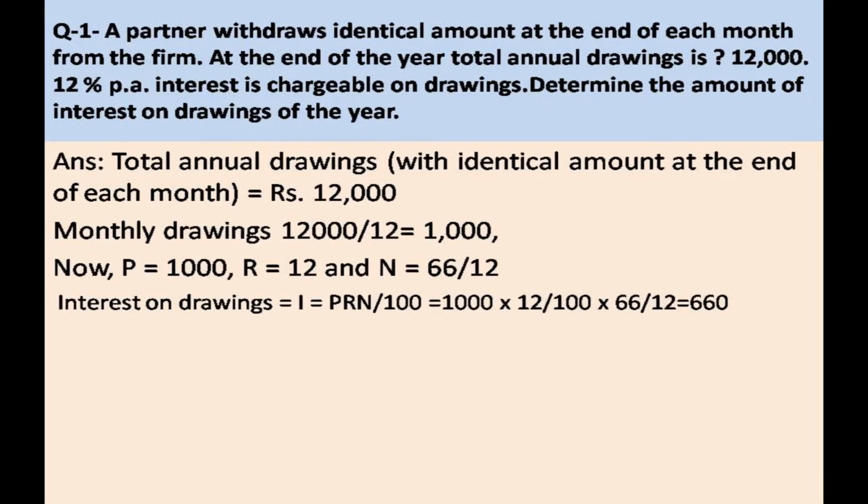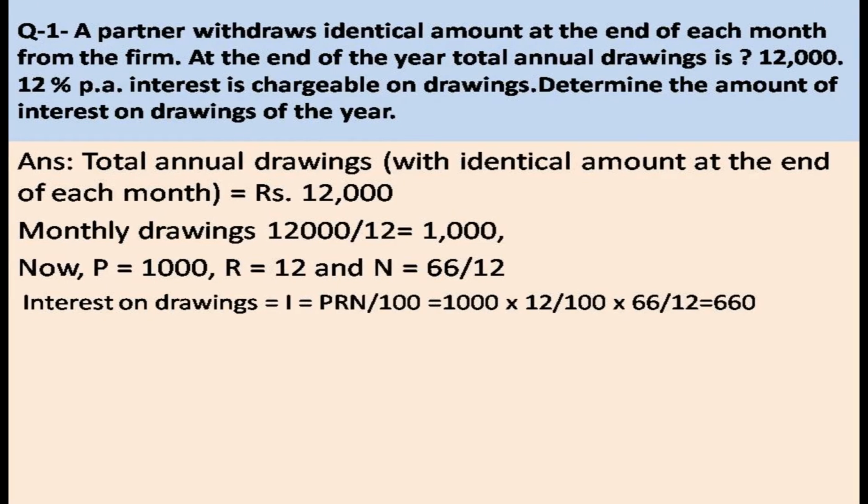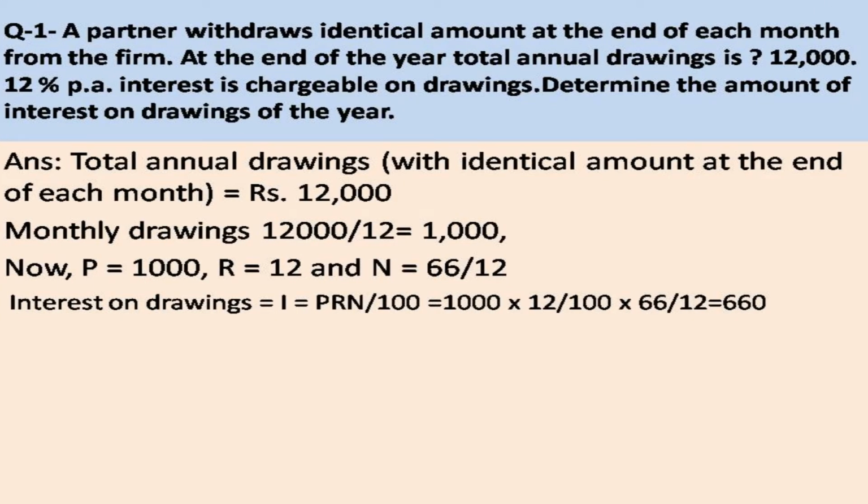Let us solve this. Question number 1. A partner withdraws an identical amount at the end of each month from the firm. At the end of the year, the total annual drawing is rupees 12,000. 12% interest is chargeable on drawing. Determine the amount of interest on drawings for the year.